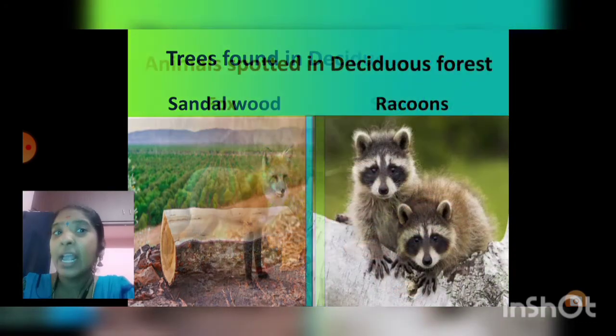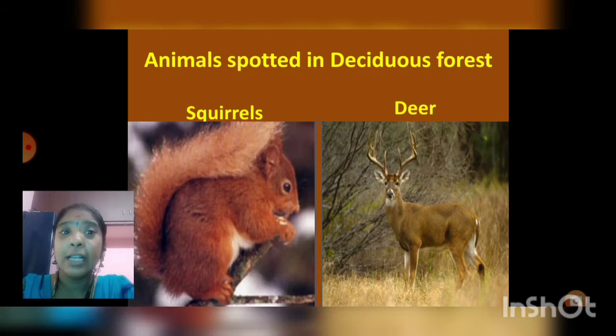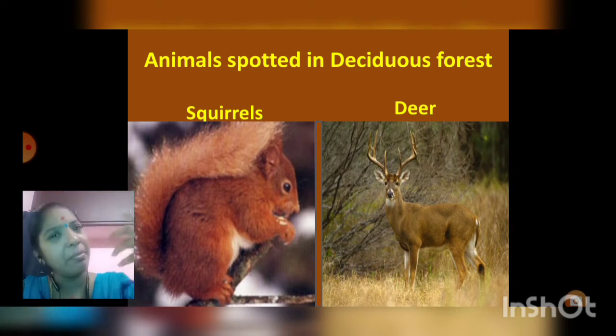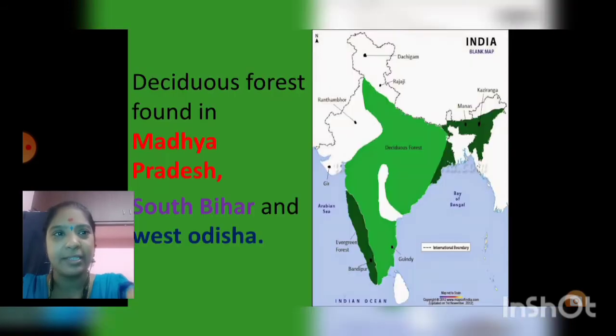Let's check out the animals. Animals spotted in deciduous forest are fox, raccoon, squirrel, and deer. You all can understand deciduous forest changes the color from green to lovely orange. So in this place you can find some trees and the animals.